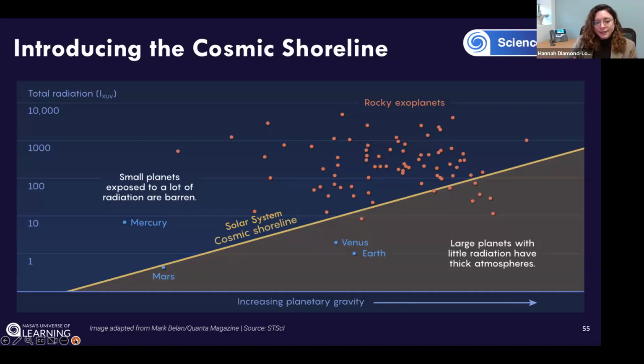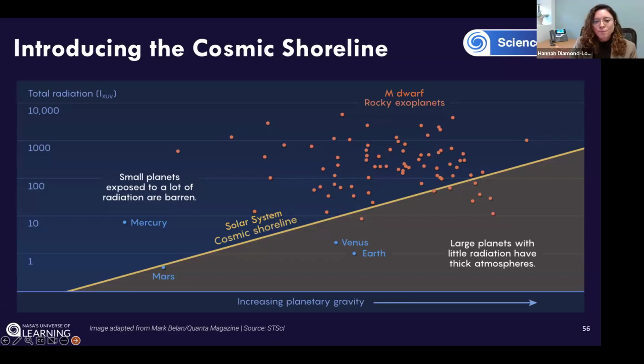Now, we've also plotted on this diagram the rocky exoplanets that are nearby enough to study. The important piece to note, though, next slide, is that these are M dwarf rocky planets. We don't know that this cosmic shoreline that is derived from the solar system extends to the rocky planets orbiting these cool, highly active stars.